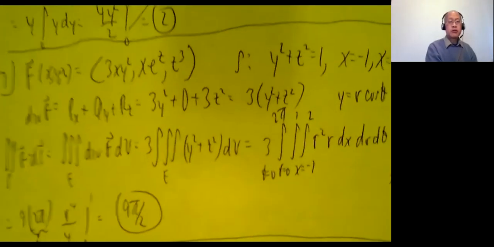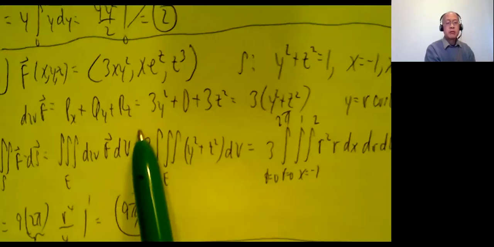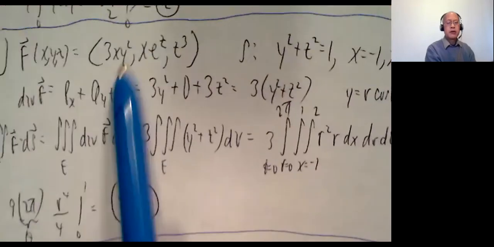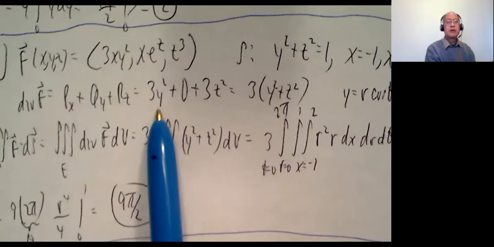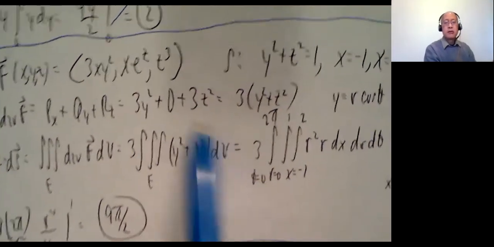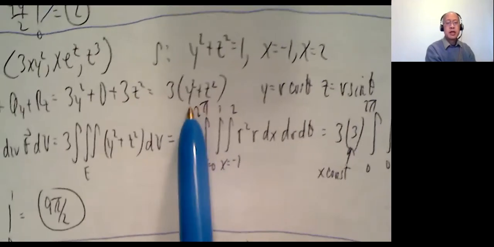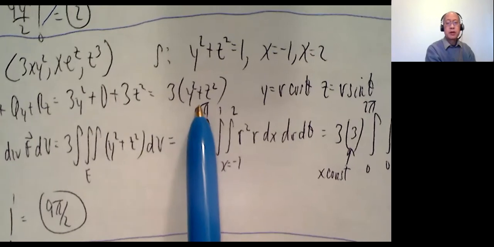All right, so the divergence of f is P sub x plus Q sub y plus R sub z. So the derivative with respect to x is 3y squared. The derivative with respect to y, there is no y, so 0. The derivative with respect to z is 3z squared. Factor out the 3: 3 times y squared plus z squared. So that's what I'm integrating.